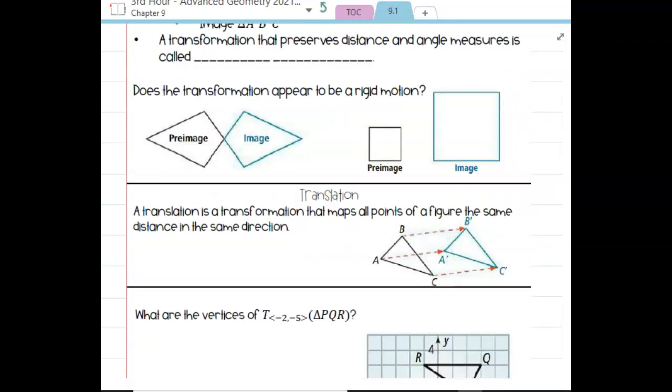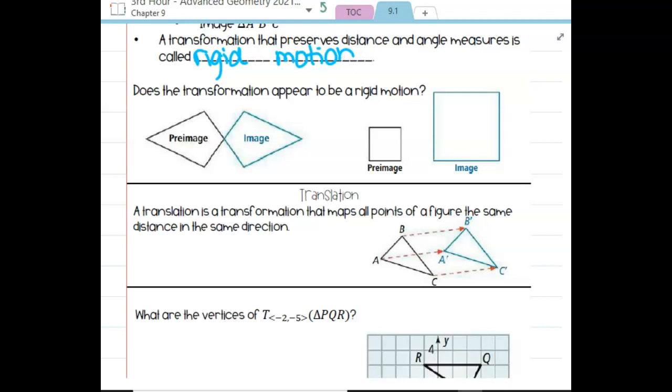One of the things we're going to be interested in today is certain transformations that preserve distance and angle measures. By distance, it means the distance between the vertices. If you had a triangle, from this vertex to this vertex, when you go from the pre-image to the image, that distance is going to be the same. And also the angle measure. Angle A prime in the image would be the same as in the pre-image. If you have a transformation that does preserve the distance and angle measures, it is called rigid motion.